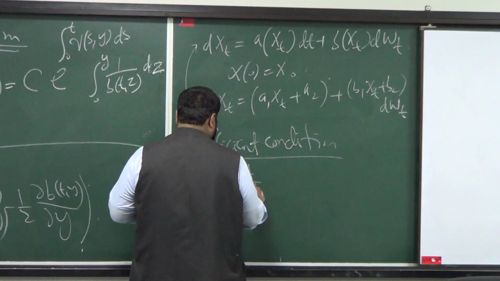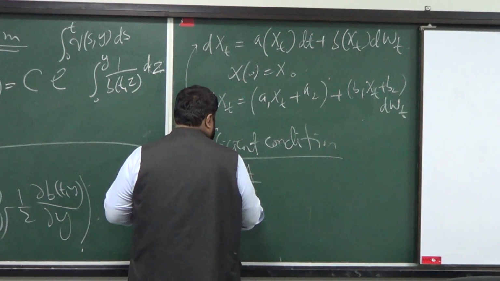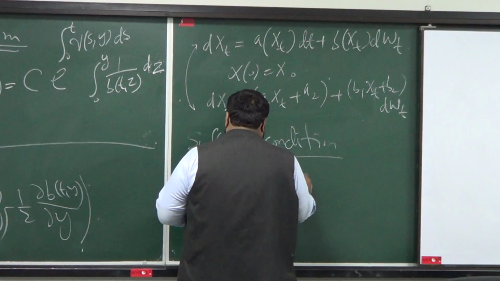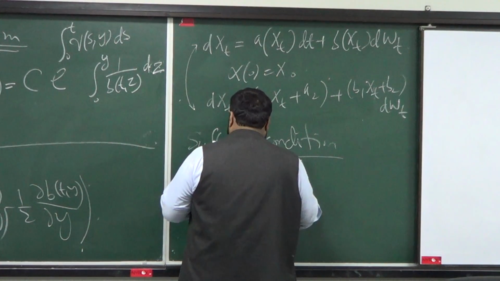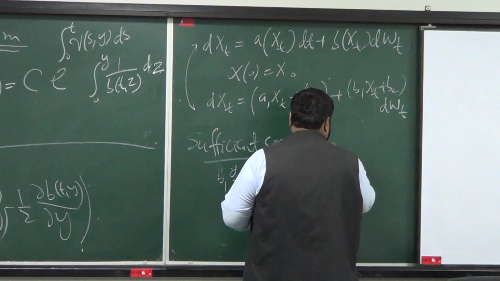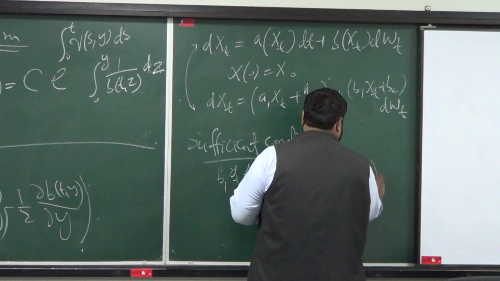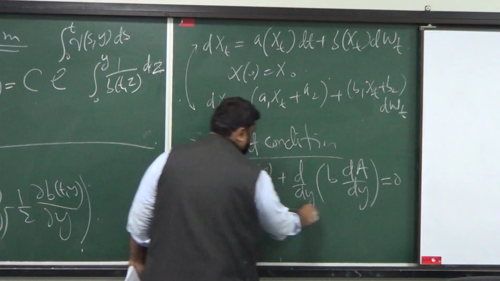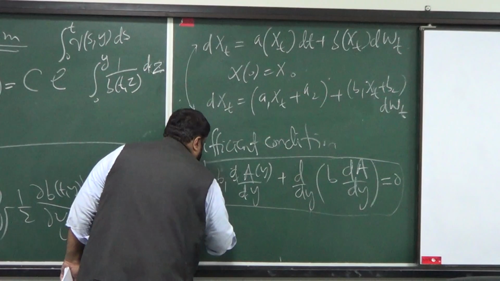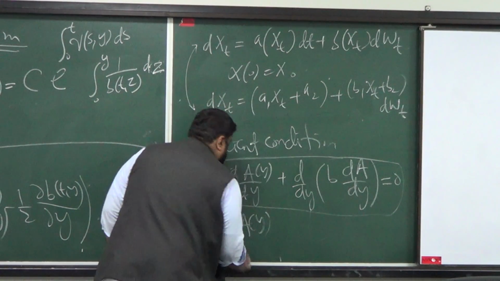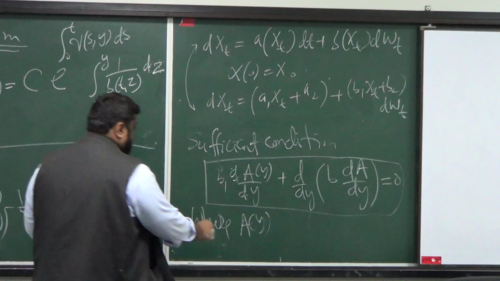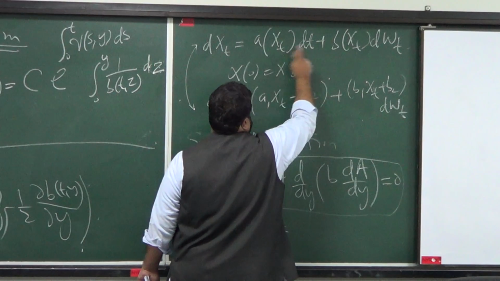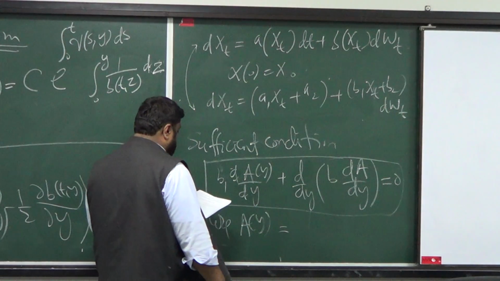partial A by dy, where A is some function of y, so I'm going to write in a moment, B by dy into B times of dA by dy equal to 0. So this is the sufficient condition, okay, where the A of y is a function that you can directly write that depends on this drift and diffusion, and it goes like this.